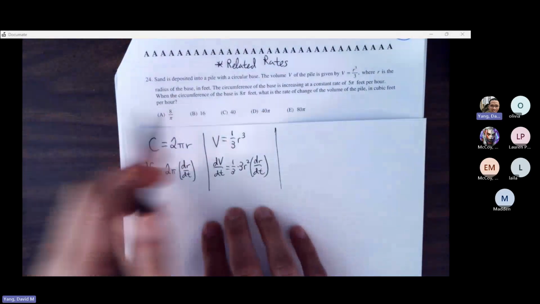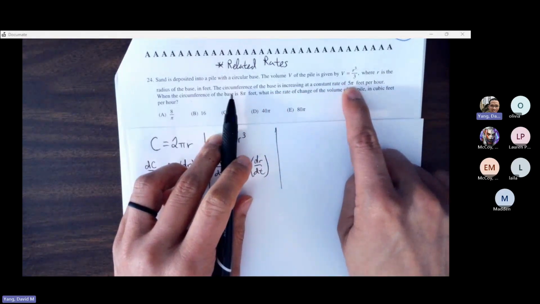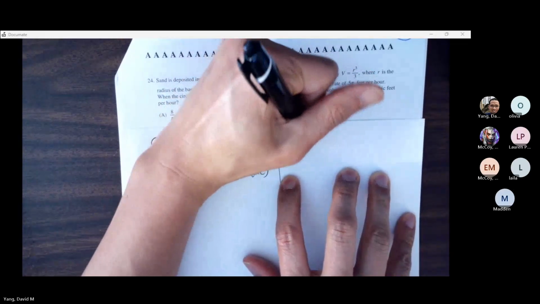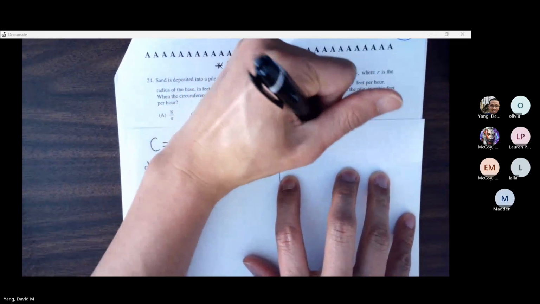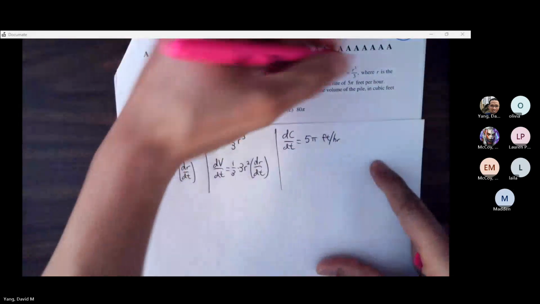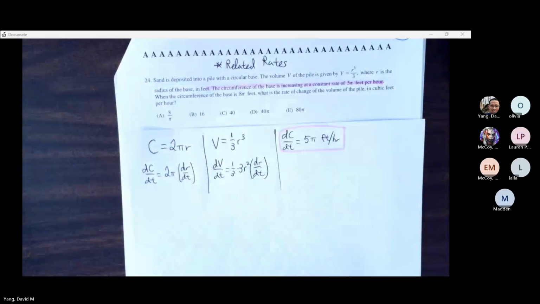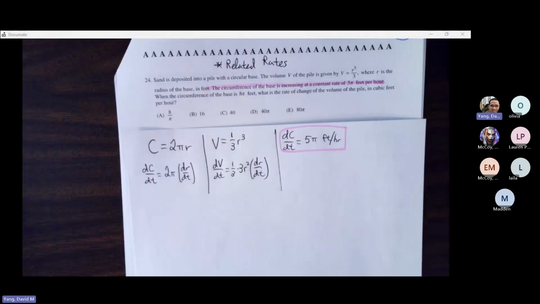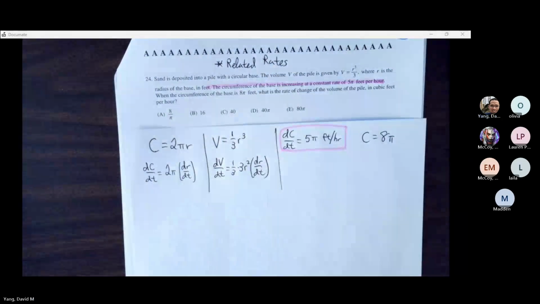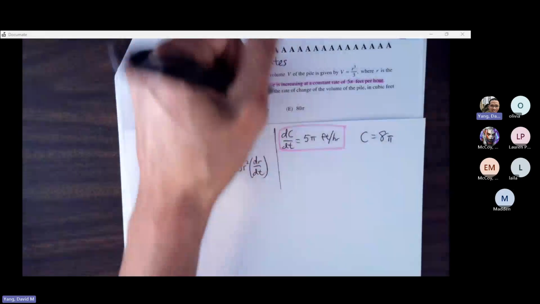Right. What else do they give us? Circumference is increasing at a constant rate of 5 pi. So that's talking about dc dt. And the circumference of the base is 8 pi feet. What is the rate of change of the volume of the pile? So we're looking for dV over dt.